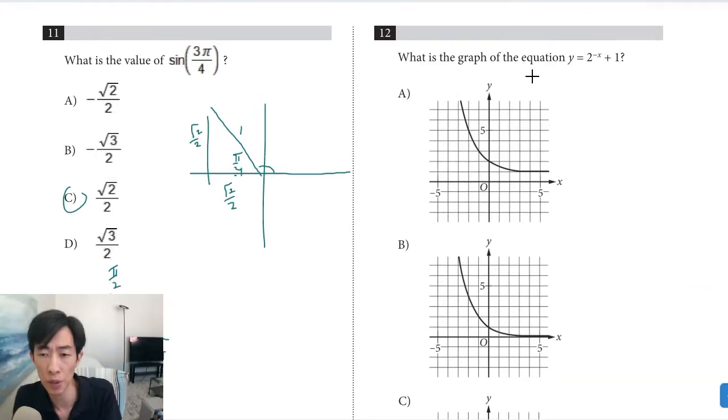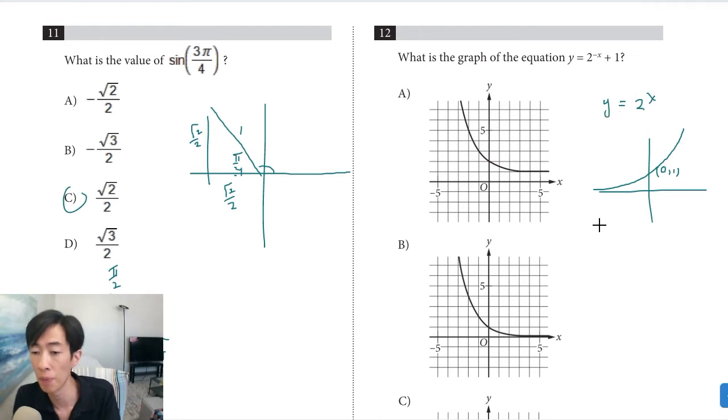Question 12, what is the graph of the equation y equals 2 to the negative x plus 1? So I always tell my students to memorize this graph, y equals 2 to the x. It doesn't actually matter what number you choose for the constant, because this is an exponential equation. It's always going to cross the graph at 0, 1, because when you raise any number to the 0 power, you're going to get 1.